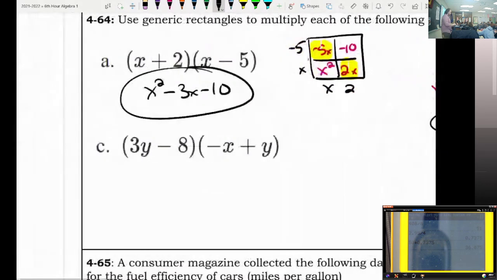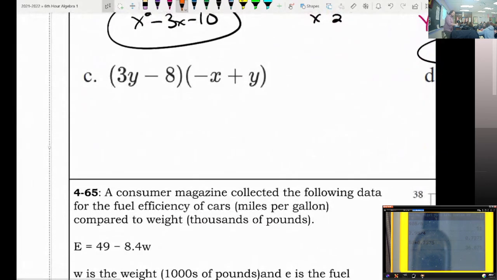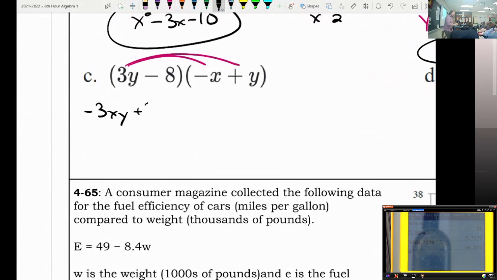Next question down below in question C. Again, kind of the same process here. I know, we're moving fast, but that's what we do. Negative 3xy for the first bit, plus 3y squared for the second bit. Careful here, negative 8 times negative x is plus 8x, and negative 8 times y is minus 8y. None of these are like terms, so we're done.